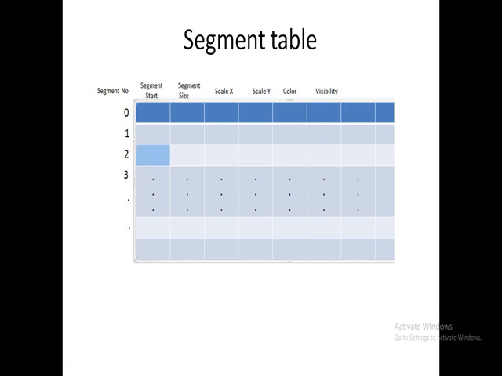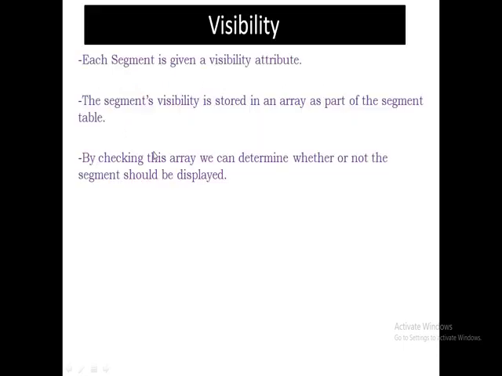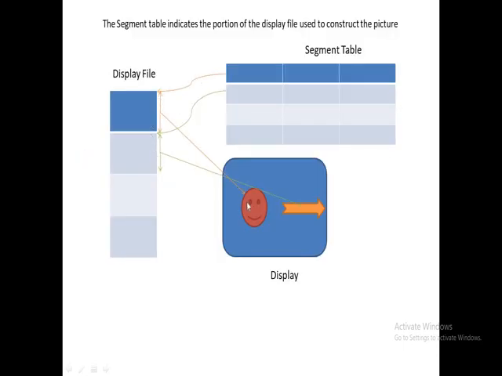So these numbers will identify the segments in a unique fashion. For each segment, we need some way of associating its display file position information. That is given by the segment start. Segment start means the starting position of the segment in the display file. Like for this segment, this is the starting position. For this second segment, this is the starting position of the segment. And then we get the ending position by means of the size of the segment.